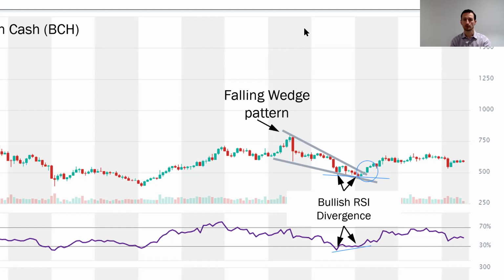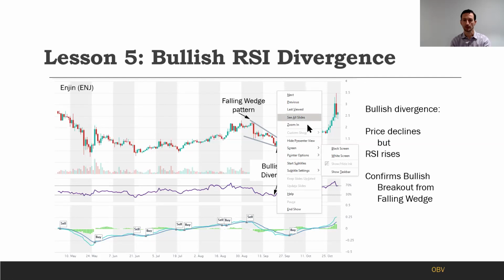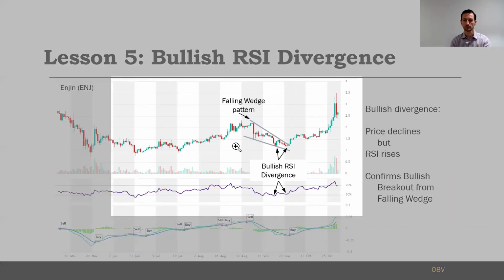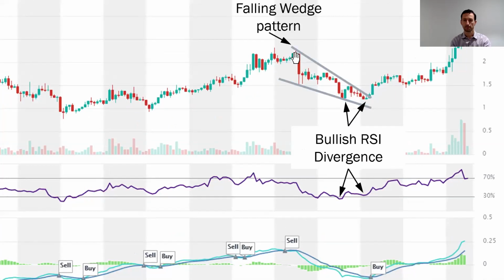Another example would be Engine. That one worked really well. Similar situation, bullish divergence. In fact, it was followed by also a MACD bullish crossover and RSI bullish crossover. You can zoom in on this puppy as well. See if I can capture all that here.